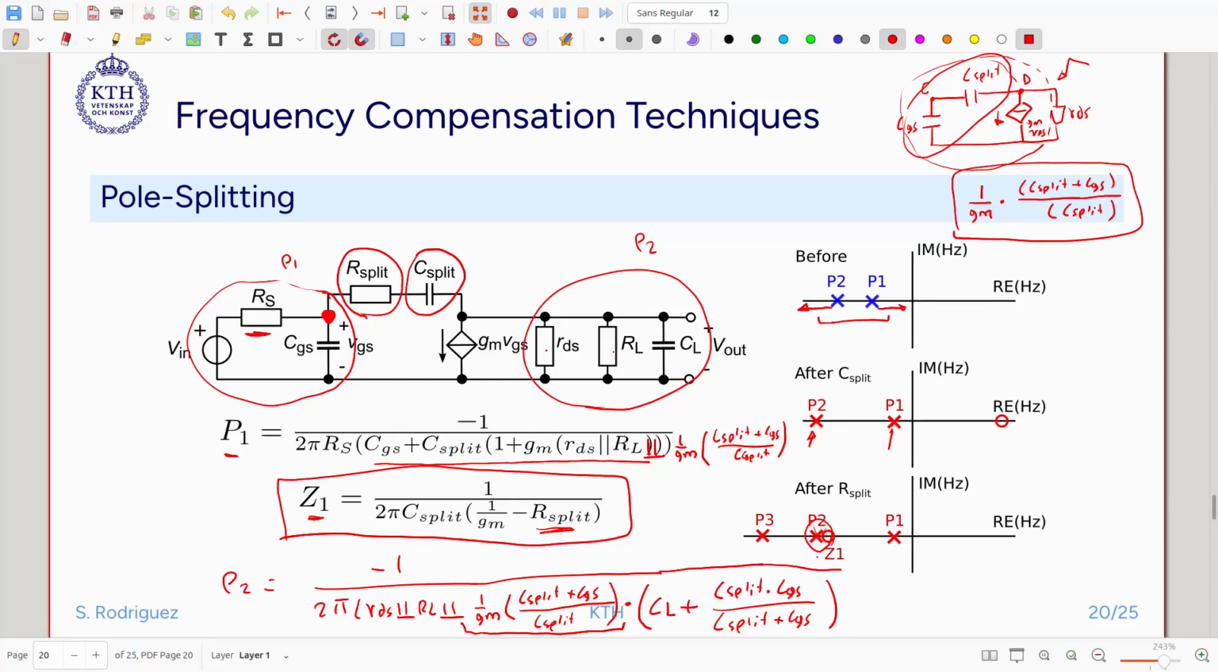But when I add the resistor, I also introduce another pole, but it is at a bit higher frequencies. Since it happens at much higher frequencies, it interacts much less with P1 and makes the circuit much more stable.